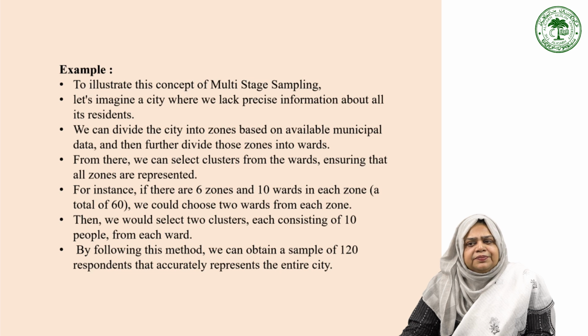they are studying. In the example of this city, dividing it into zones and wards helps to organize the sampling process and ensure that every area is included. So, by selecting clusters from each ward, researchers can gather a sufficient sample size that accurately represents the entire city. This method helps researchers to gather data on various aspects of the population even when precise information is not available for every resident.